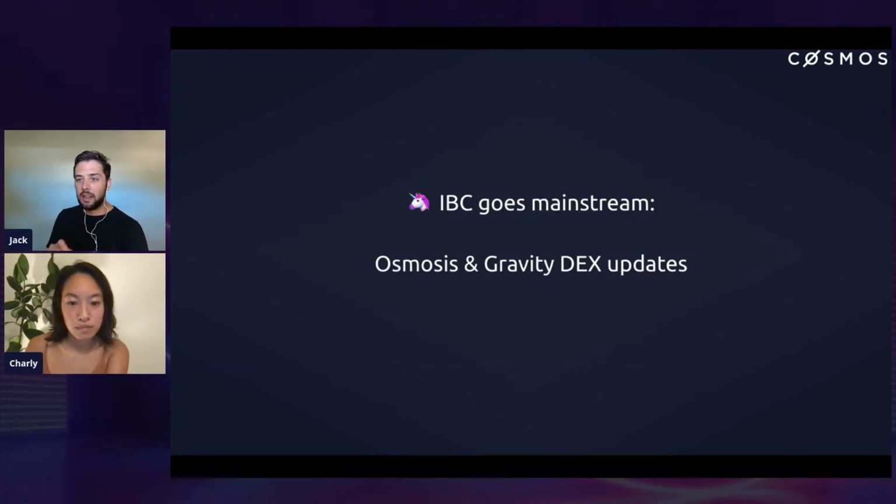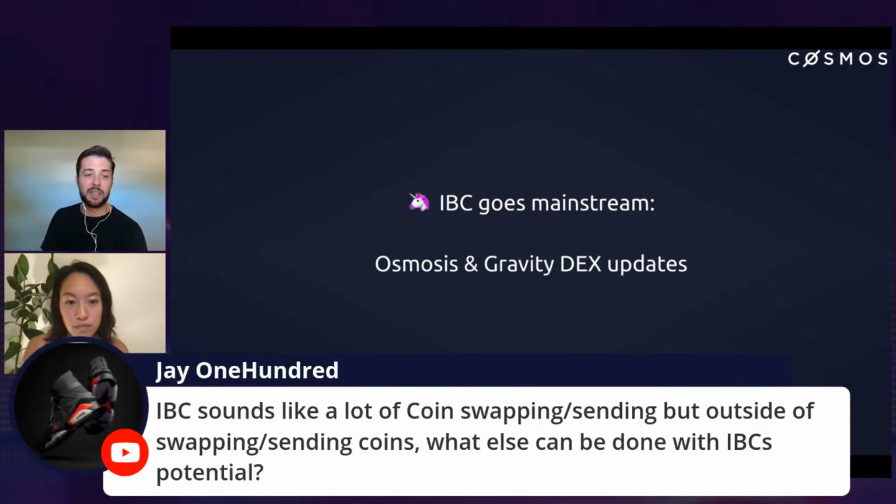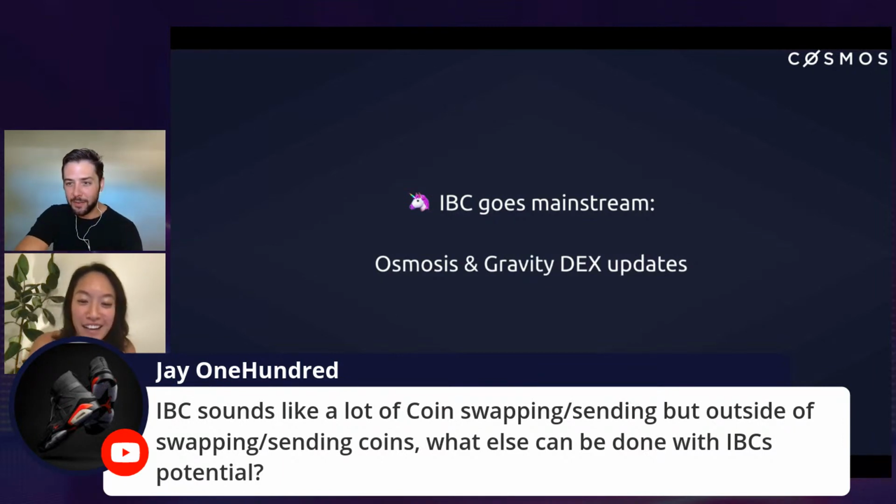IBC sounds a lot like coin swapping across chains, but what other potential can IBC bring to Cosmos outside of that? I would love to answer that first, Jack. Do it. I think there's a lot to be done with IBC outside of swapping coins. Although I would also question that, swapping coins sounds quite trivial, but it enables a lot. You can say what a coin represents. Maybe for you, a coin represents $1, €1, but it can also represent 1 vote, or 1 voucher, or a lot of different things. So that's the first point.